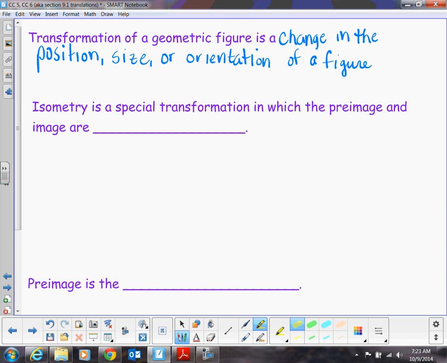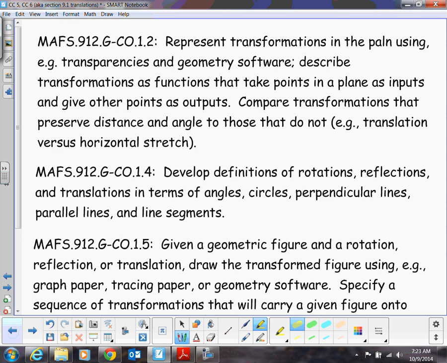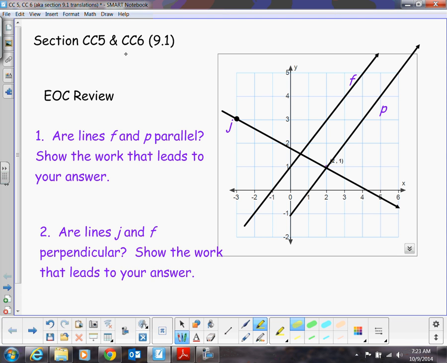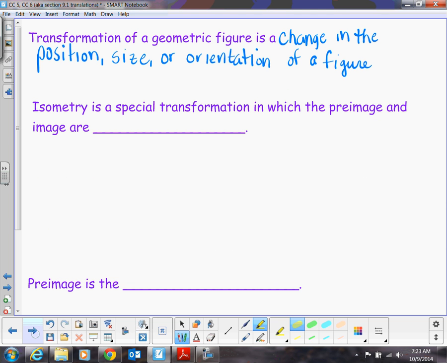Yes? This is CC6. Okay, so this is called CC6, formerly 9.1. Where's your homework? Is it in the textbook or is it online in CC6? Online in CC6. So what the publisher has done is they have taken their chapter 9 and they've aligned it to the Common Core. That is orientation.